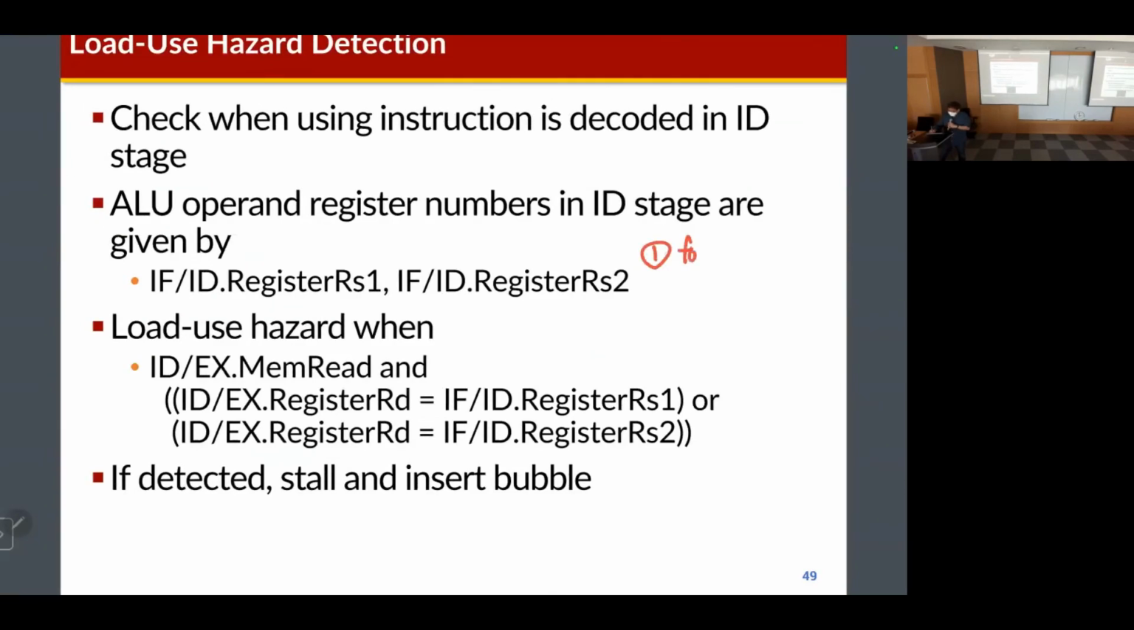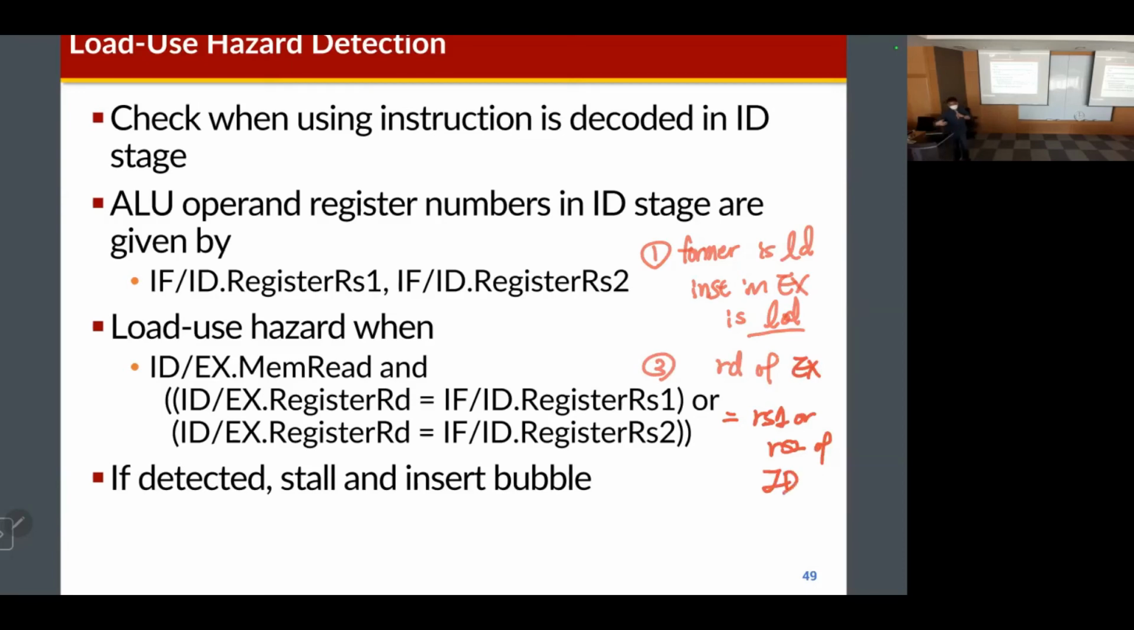When the pipeline is stalled, the first condition is that the former instruction is load, which means the instruction in the EX stage is load. Then the RD of the EX stage, because it's a load, is the same as RS1 or RS2 of the ID stage, because the hazard is detected in the ID stage. And since this is the load instruction, we don't need to check the read write.